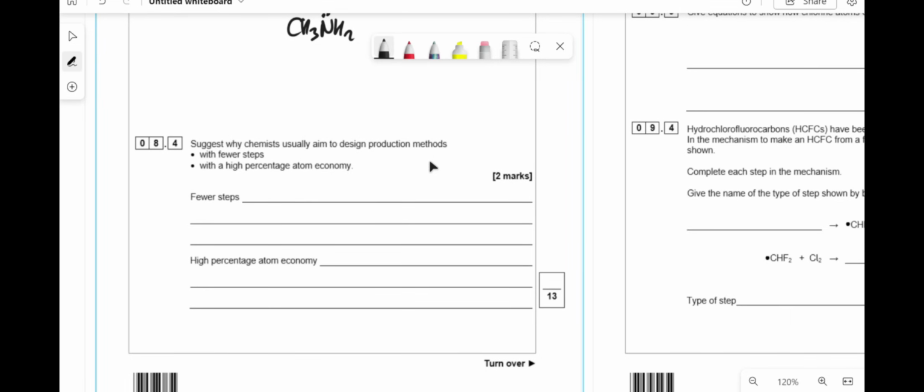Suggest why chemists usually aim to design production methods with fewer steps and with a high percentage atom economy. Well, it's because first of all, you have fewer steps. It's important because you're using less energy, so less energy used.